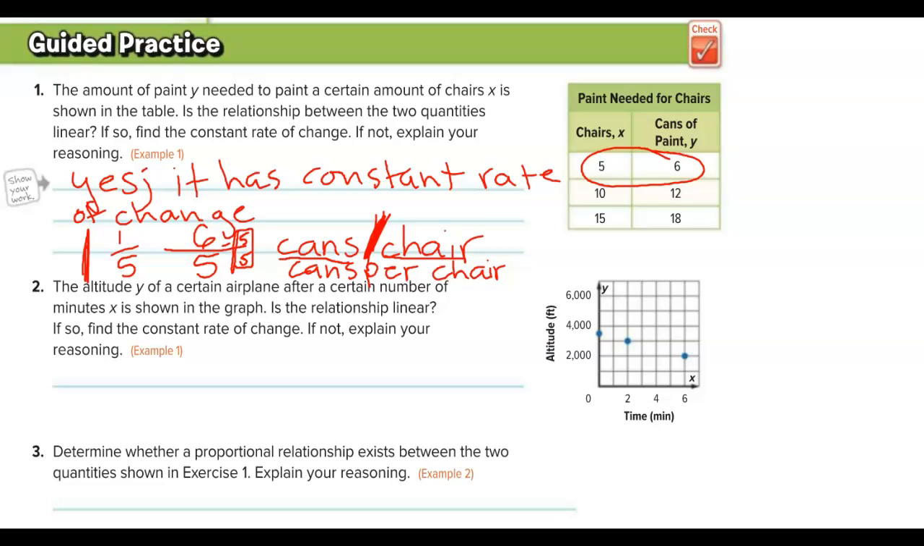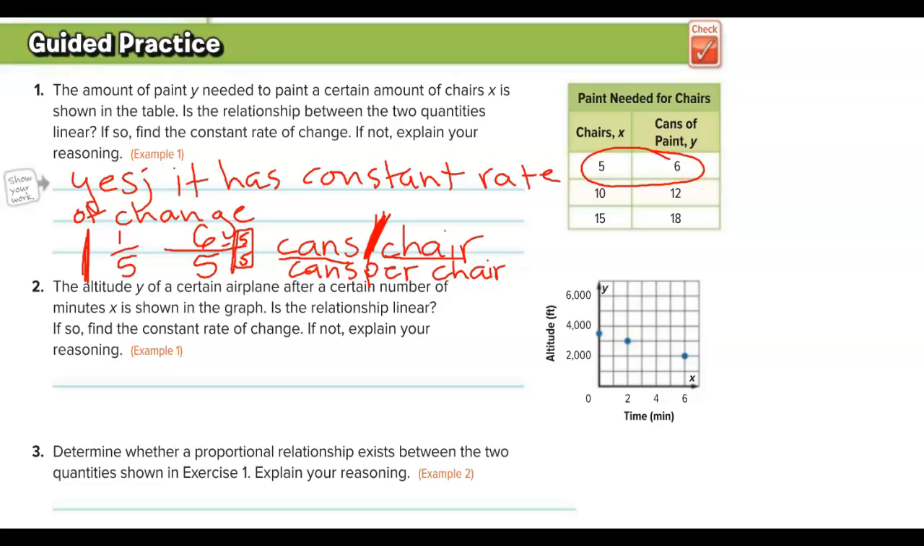All right, number 2, the altitude. What is altitude? Height. So in the mountains, they talk about altitude a lot, okay? In this case, we're talking about an airplane. So a certain airplane after a certain number of minutes, so we have our minutes here, our height, or our feet on our y-axis. Is that relationship linear?